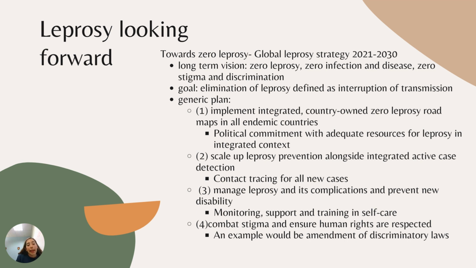So the general plan is summed up in like 4 points. It is to implement integrated country-owned zero leprosy roadmaps in all endemic countries. So an example of this would be political commitment with adequate resources for leprosy in integrated contexts, so political leaders implementing this. Also, scale up leprosy prevention alongside integrating active case detection. So this would be contact tracing for all new cases of leprosy.